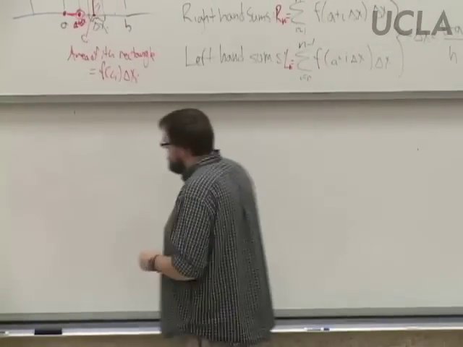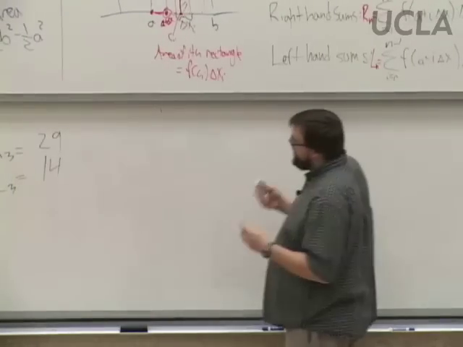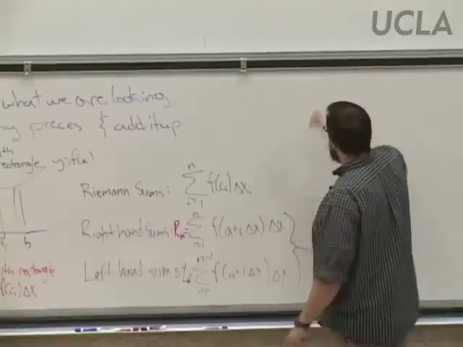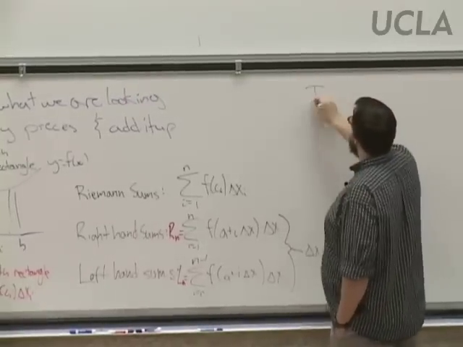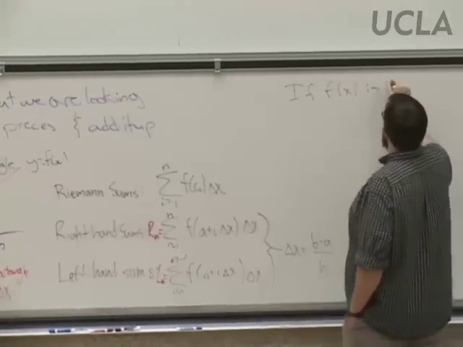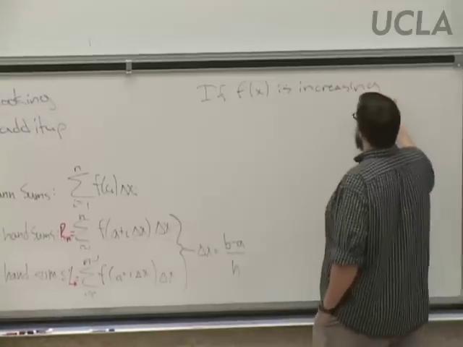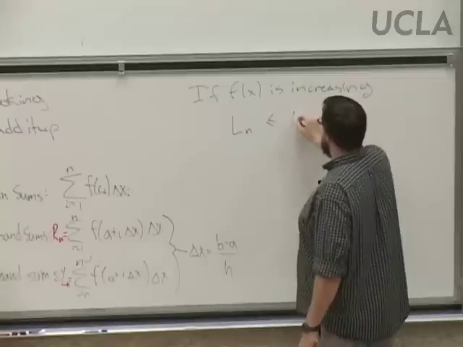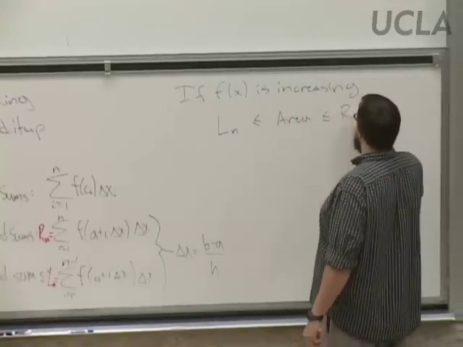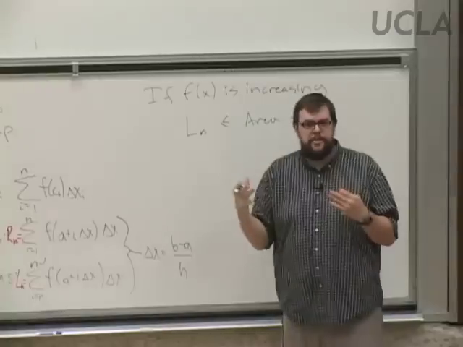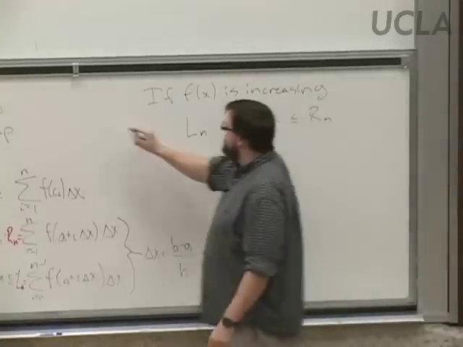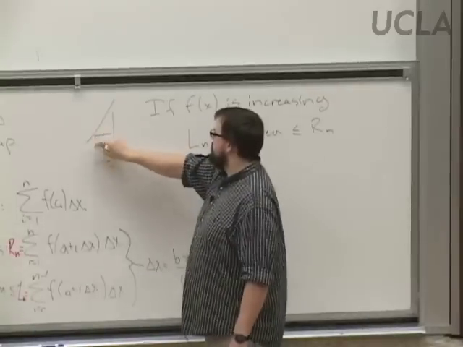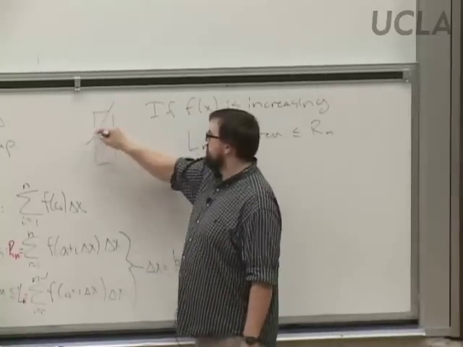Now, you notice I said that here L3 is an underestimate and R3 was an overestimate. And in fact, that's something we wrote down. So let's write that down again, just so we remember it. If our function f of x is increasing, then the left-hand sum is an underestimate for the area, and the right-hand sum is an overestimate. Essentially, it's what we have in our picture. The point being, if our function is increasing, and I look at a typical rectangle, if I use the left-hand point, I'm way too low. And if I use the right-hand point, I'm way too high.